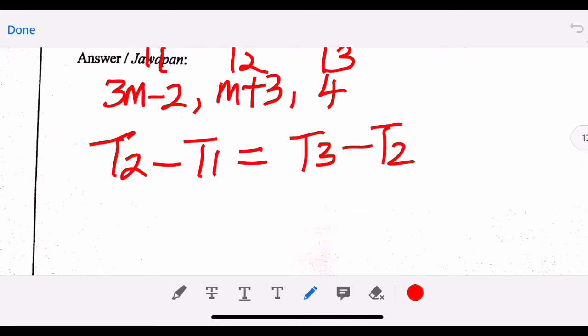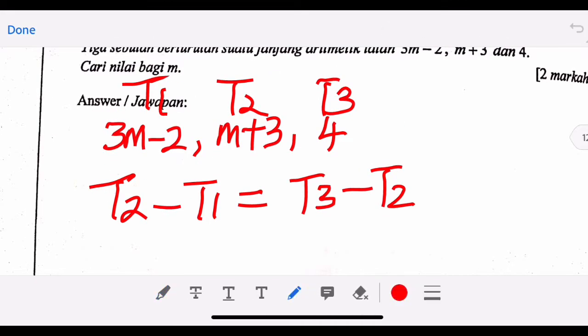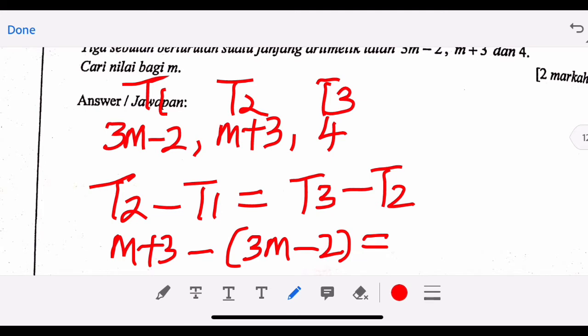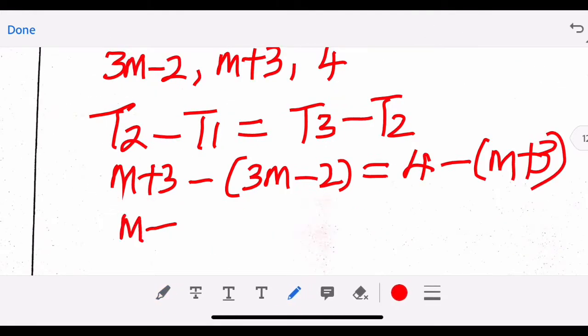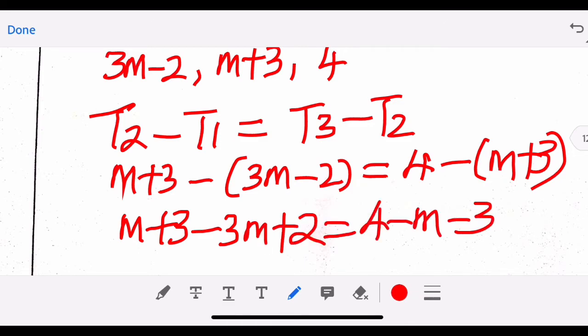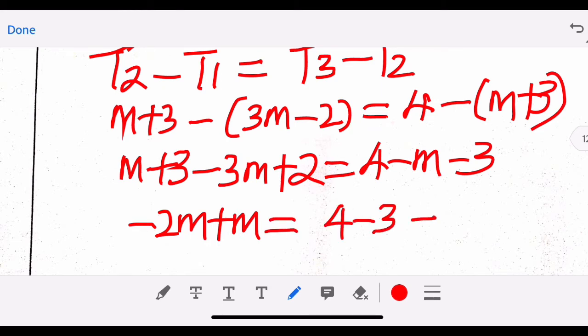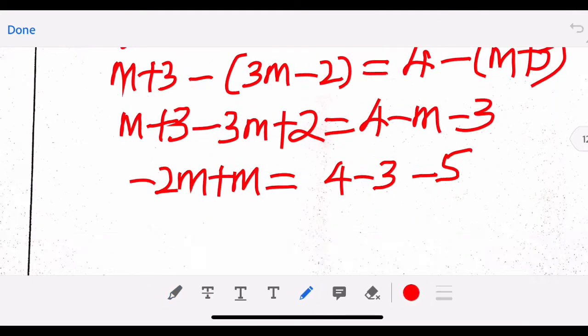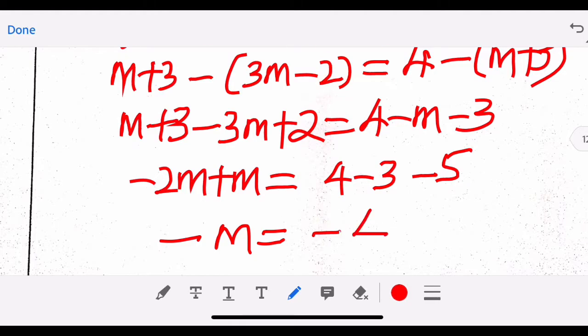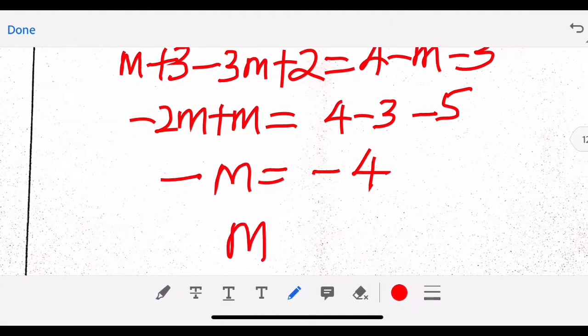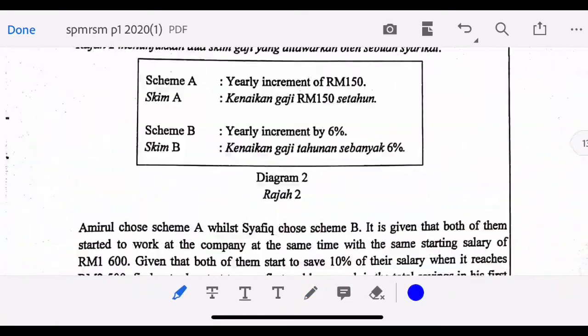So then we can say that m plus 3 minus bracket 3m minus 2 is equal to 4 minus bracket m plus 3. Right? So then we can say that m plus 3 minus 3m plus 2 is equal to 4 minus m minus 3. Now we will simplify. We have negative 2m plus m equal to 4 minus 3 minus 5. Right? So it's actually negative m equal to negative 4. So hence m is equal to 4. Alright, so we have solved that question.